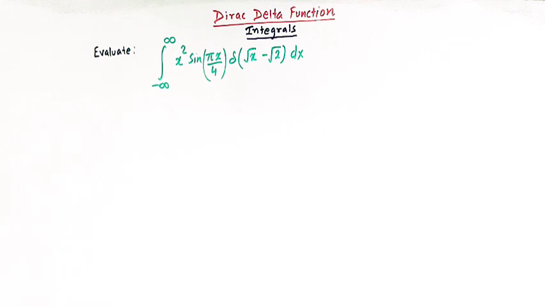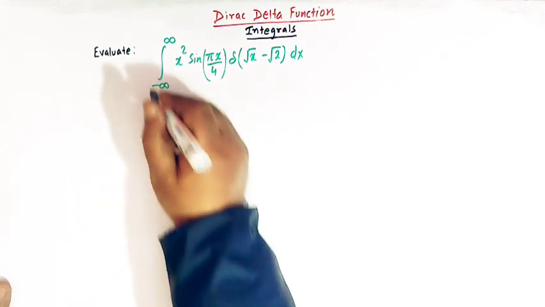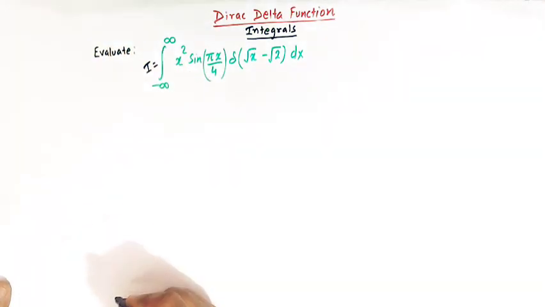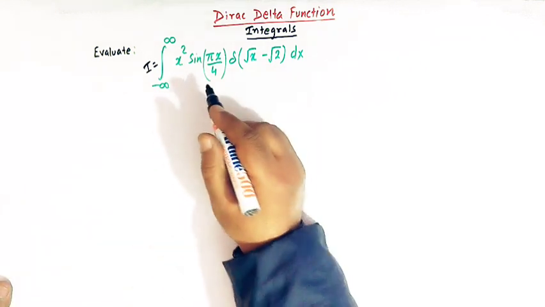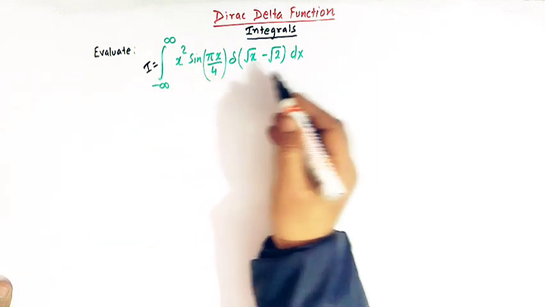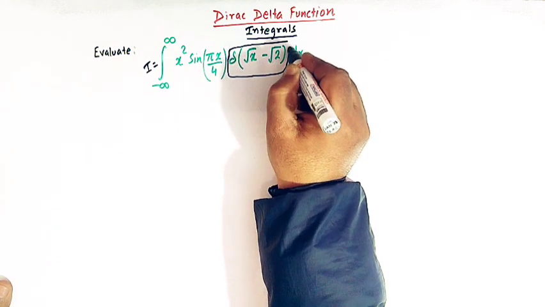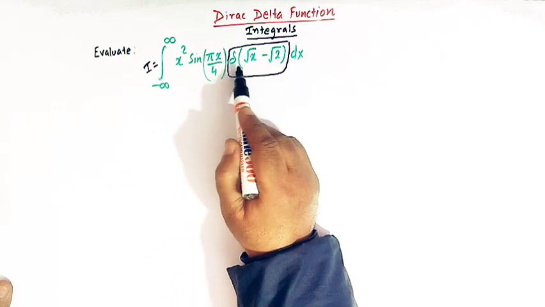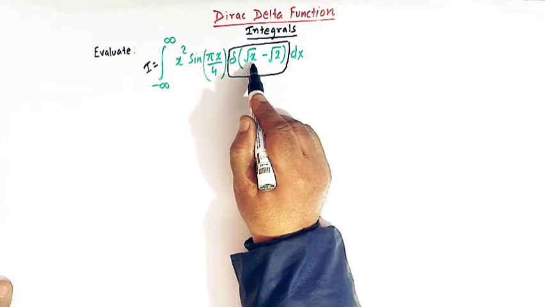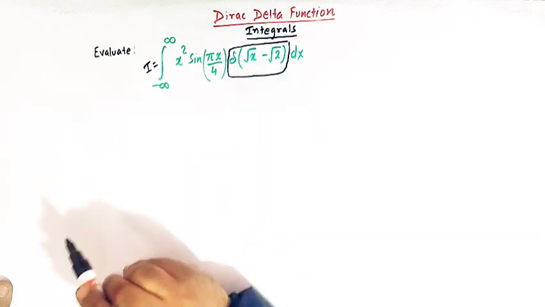So let us start. Let us take this integral as I. Now, viewers, if we closely look at this integral, here we see that this is our delta function. So here we have delta of square root of x minus square root of 2.